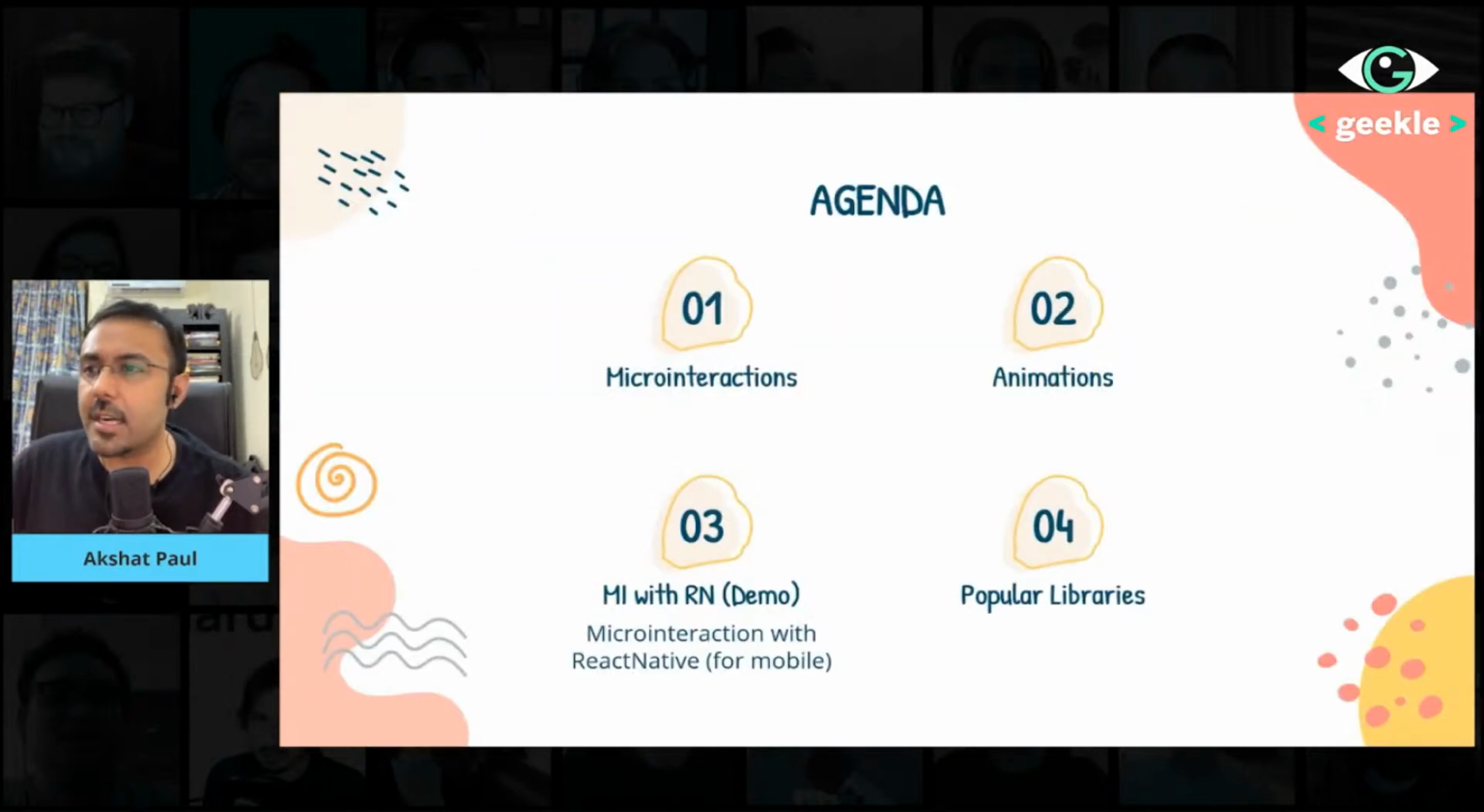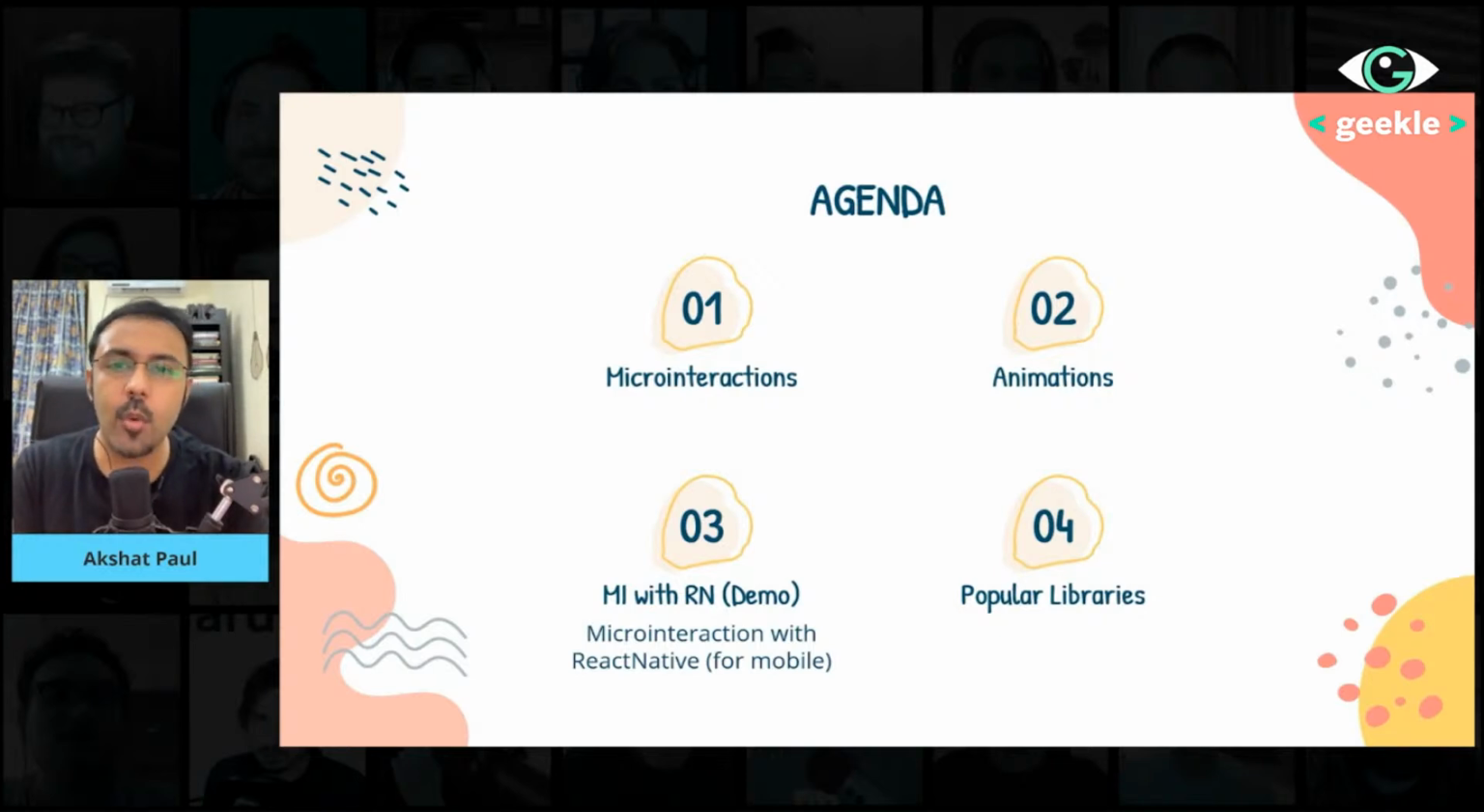So let's get started with today's agenda. Our agenda is divided in four parts. Microinteractions first: we'll know what are microinteractions, and how microinteractions and animations are connected with each other. How can we build microinteractions with React Native? Essentially, in mobile apps, how can we include microinteractions? And that will be through a demo, because I believe no technical talk can be completed without a demo.